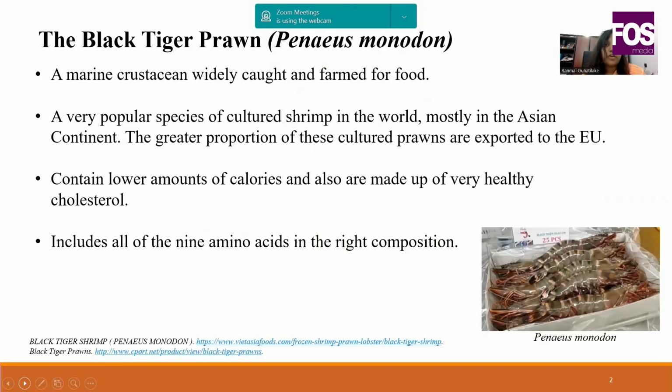The black tiger prawn, the giant tiger prawn, or Asian black tiger shrimp, is a marine crustacean that is widely caught and farmed for food. In today's seafood market, P. monodon is considered a top quality niche consumable. And in Sri Lanka and all around the world, the prawns are popular as a food source and are of great commercial significance due to their very high nutritional value.